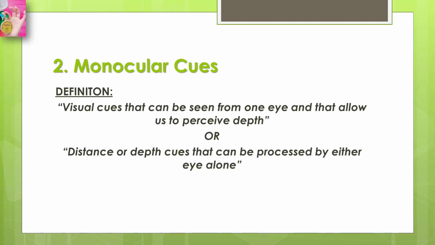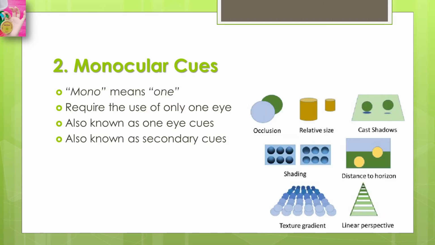I've included two definitions of monocular cues. The first one is visual cues that can be seen from one eye and that allow us to perceive depth. And the second definition is distance or depth cues that can be processed by either eye alone. Now let's discuss this term in great detail.